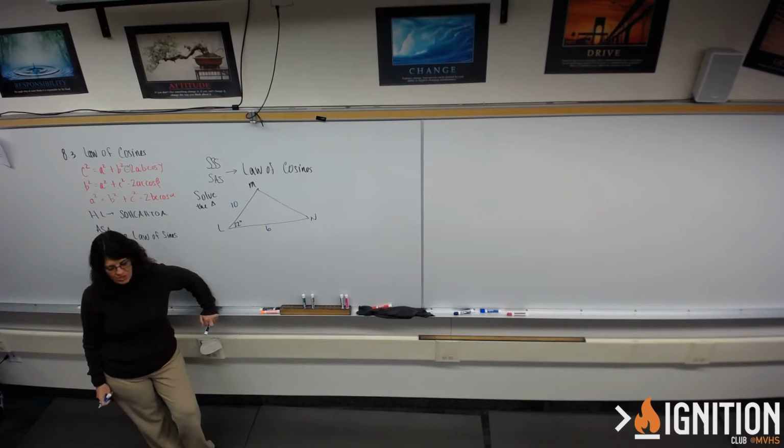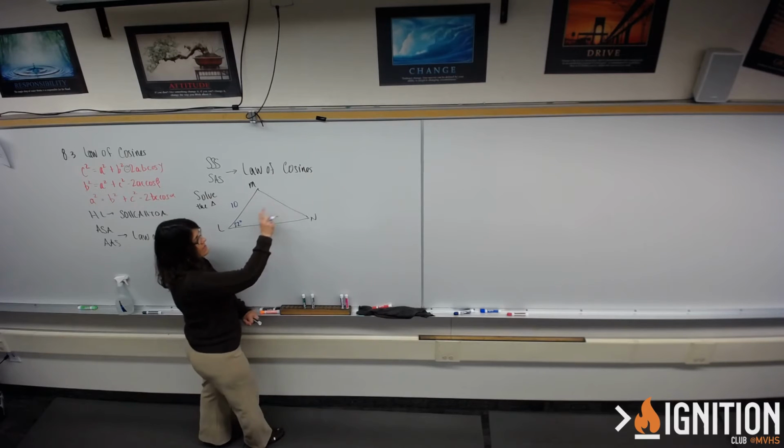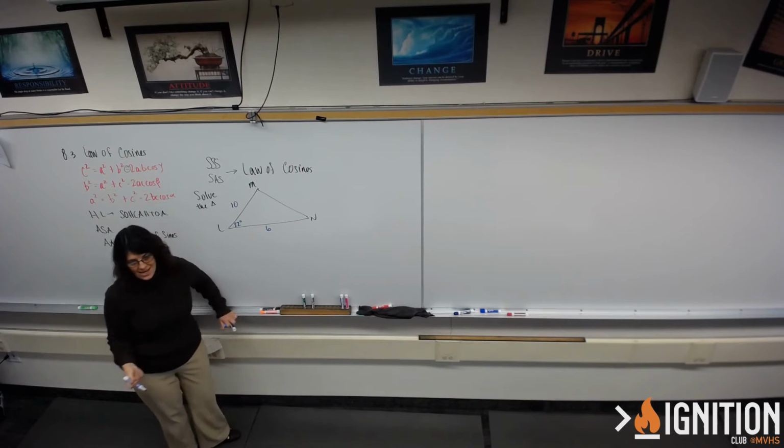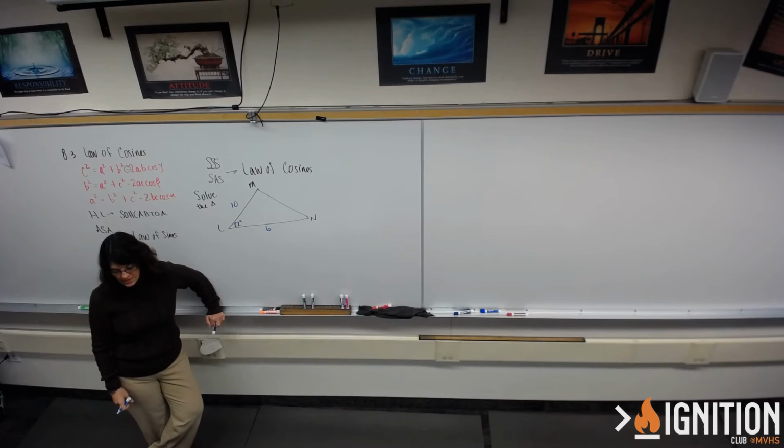You only have one option for where you're going to start. Can you use the law of sines? No. With the law of sines, you need to know an angle and its opposite side. I don't know side L. I know side M, but I don't know angle M. I know side N, but I don't know angle N. No law of sines, which means you are forced to use law of cosines.